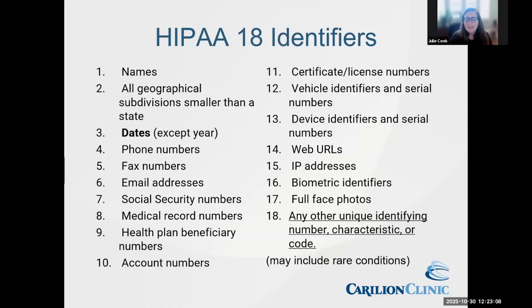So this last number 18, anything else, is really tricky. And it can include rare conditions. So if someone has a condition, you have a 45-year-old female who has a condition that is very rare in women and in people under 80, right there you're starting to get things that are leading you towards the identifiable, and people are going to be concerned and want to have other protections in place other than a de-identified data set to make sure that the data are protected.